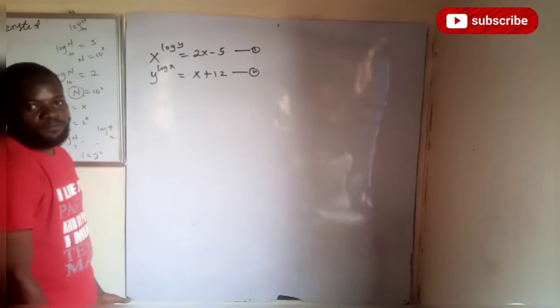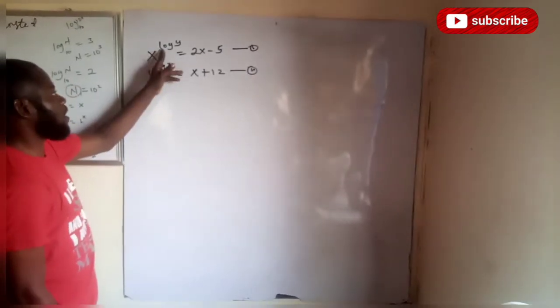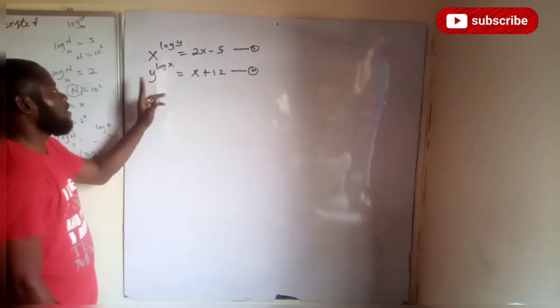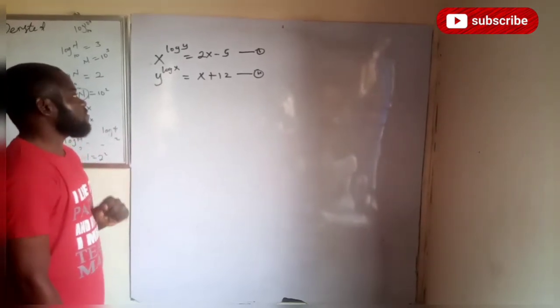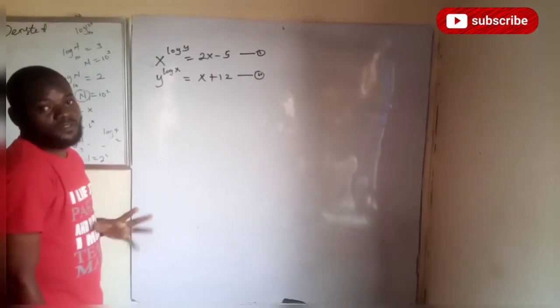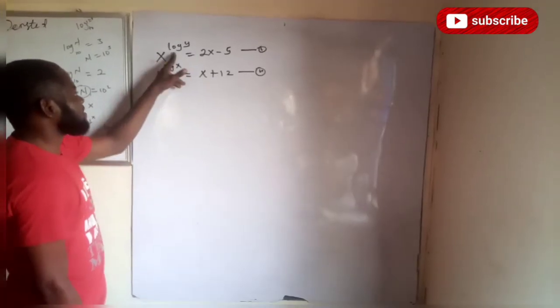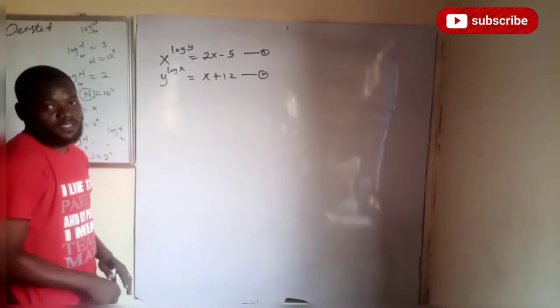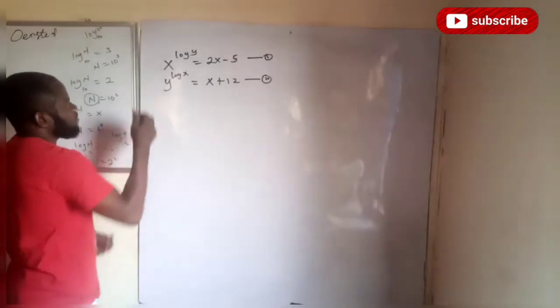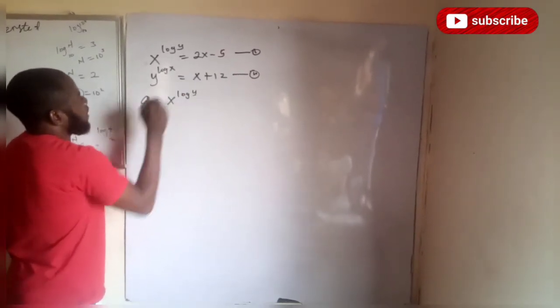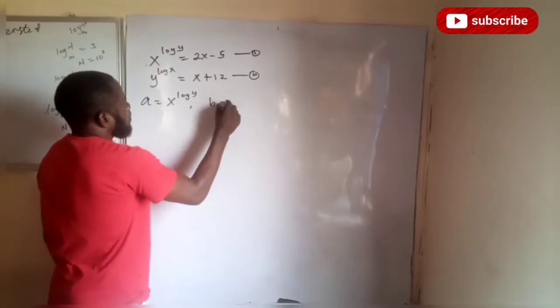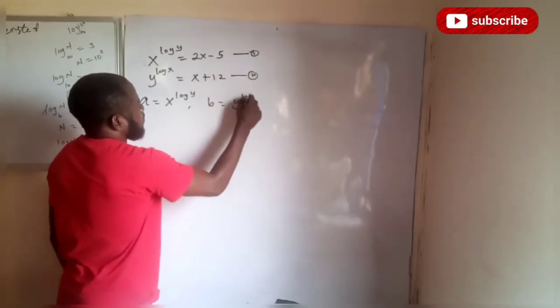How is that possible? Because x to the power of log y is the same as y to the power of log x. So let's quickly look into that. How can I go about that? Let me quickly prove to you that this is actually equal to this. So let's say a equals x^(log y) and b equals y^(log x).